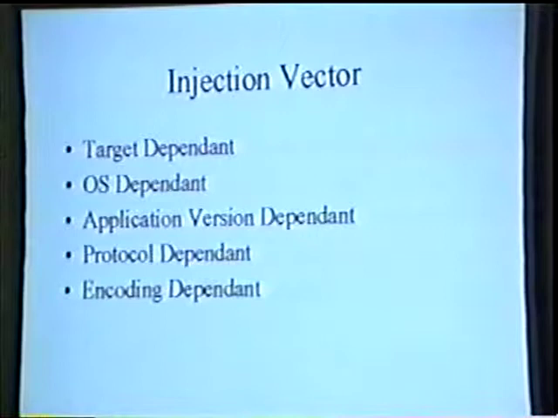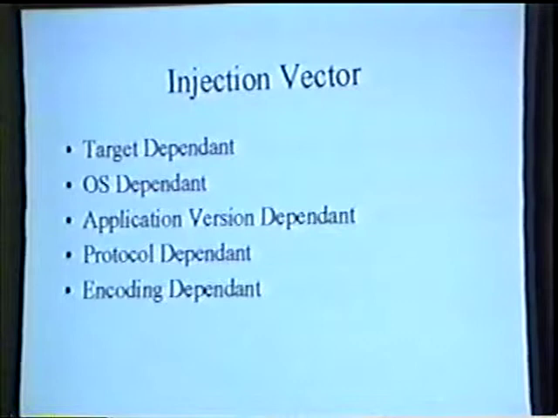Injection vectors are very, very specific. If I change service packs on NT, an injection vector that worked yesterday might not work today. Different versions of servers, like Exchange X.1 versus X.2, it's going to change perhaps. So it's dependent on your target, your operating system, your application version. It's dependent on things like whether or not there's a content filter between me and the target.